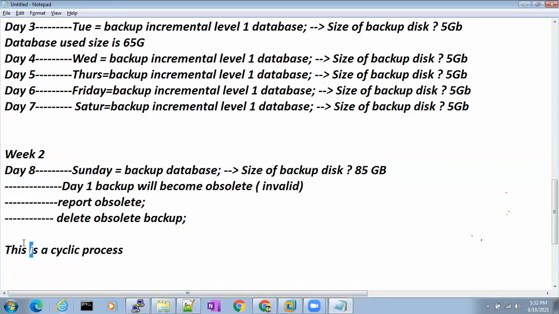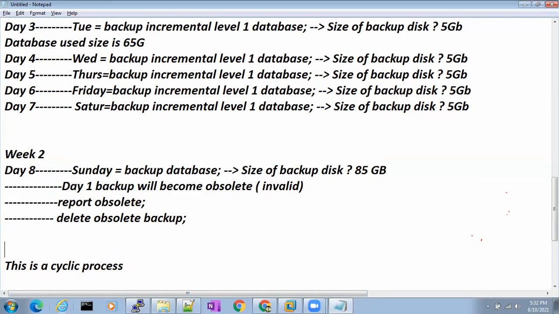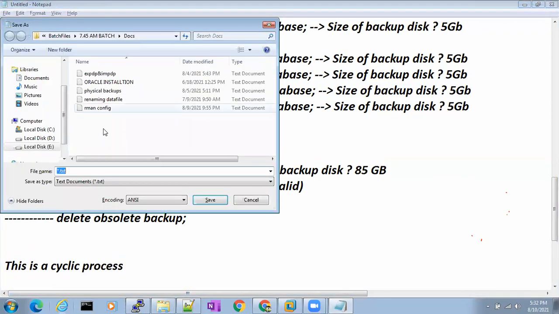Again, day 9 will be Monday. Which backup will happen? Full backup or incremental backup? Incremental backup. Simple logic.